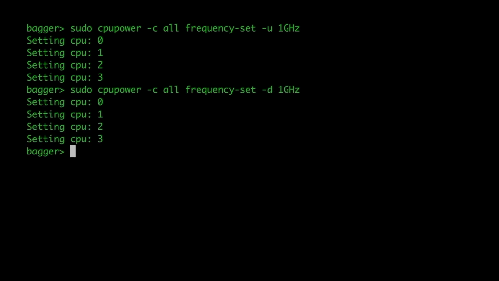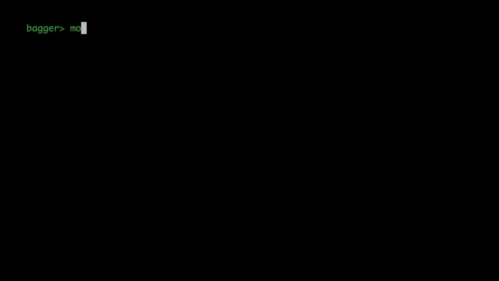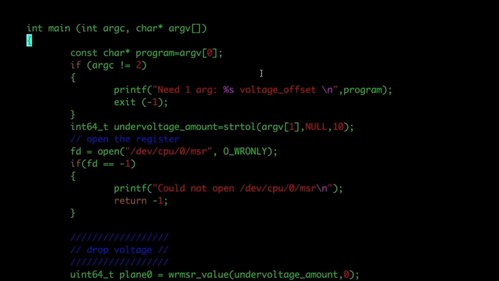For this particular machine, we're setting it to 1 gigahertz. And I'm just going to check that that has taken. And yep, we're now running at 1 gigahertz. The next thing we need to do is load the MSR driver, because it's not explicitly loaded. And now we're going to look at how you actually change the voltage.